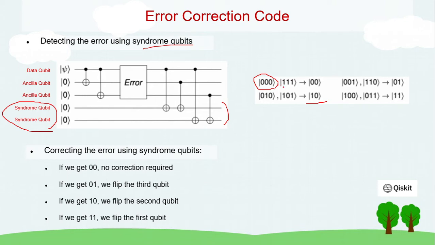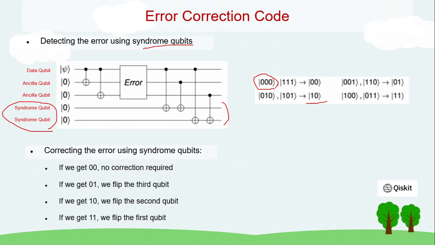Similar thing happens when you use 111. So we are able to detect which qubit has gone bad, right? And once you have the information, you can do the correction. If you get 0, 0 in the syndrome qubits, no correction is required. Everything is fantastic. If you get 0, 1, flip the third qubit. If you get 1, 0, flip the second qubit. If you get 1, 1, flip the first qubit. Very good.